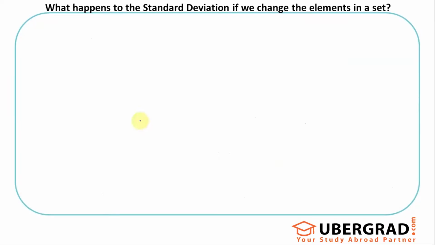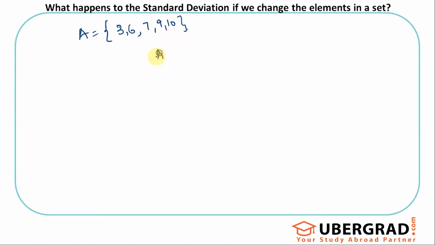So what happens to standard deviation if we change the elements in a set? This is one type of question that keeps popping up in multiple places. If you understand this better, it's very easy to do. Let's say there's a data set, let's take the same example, 3, 6, 7, 9 and 10. That's what we took earlier.